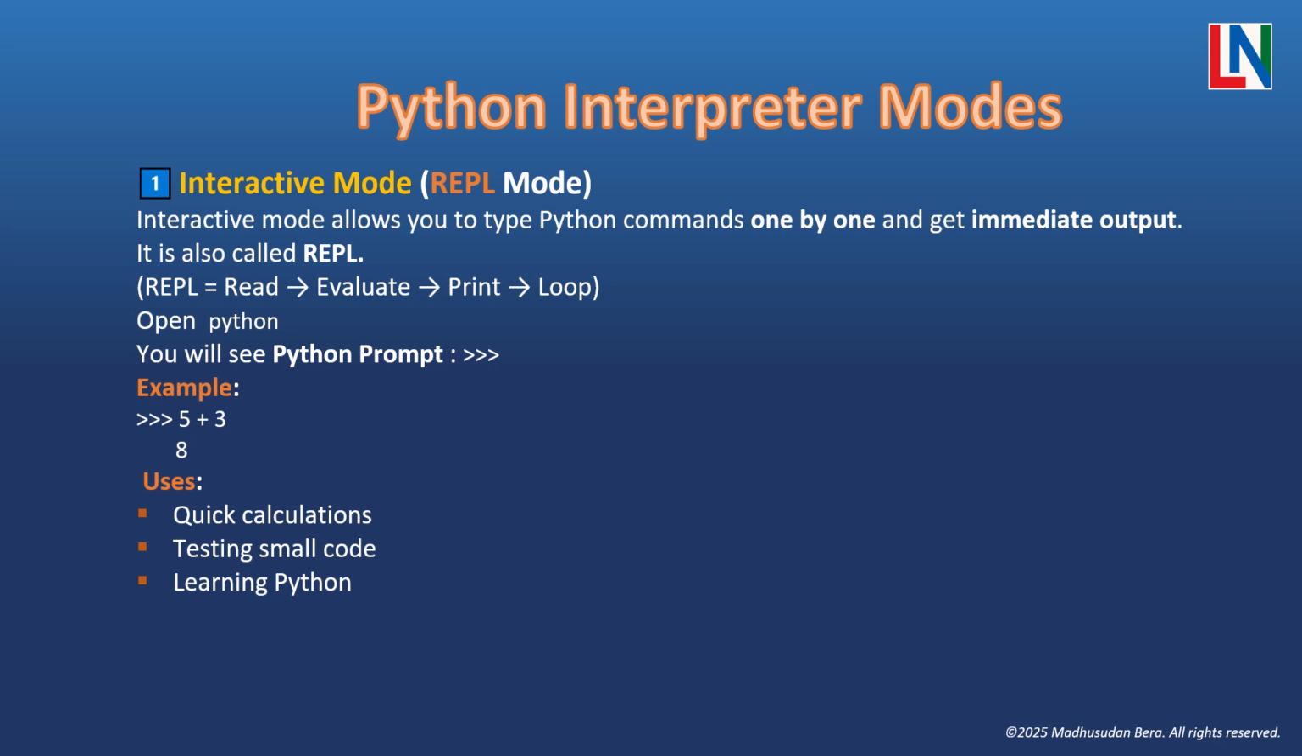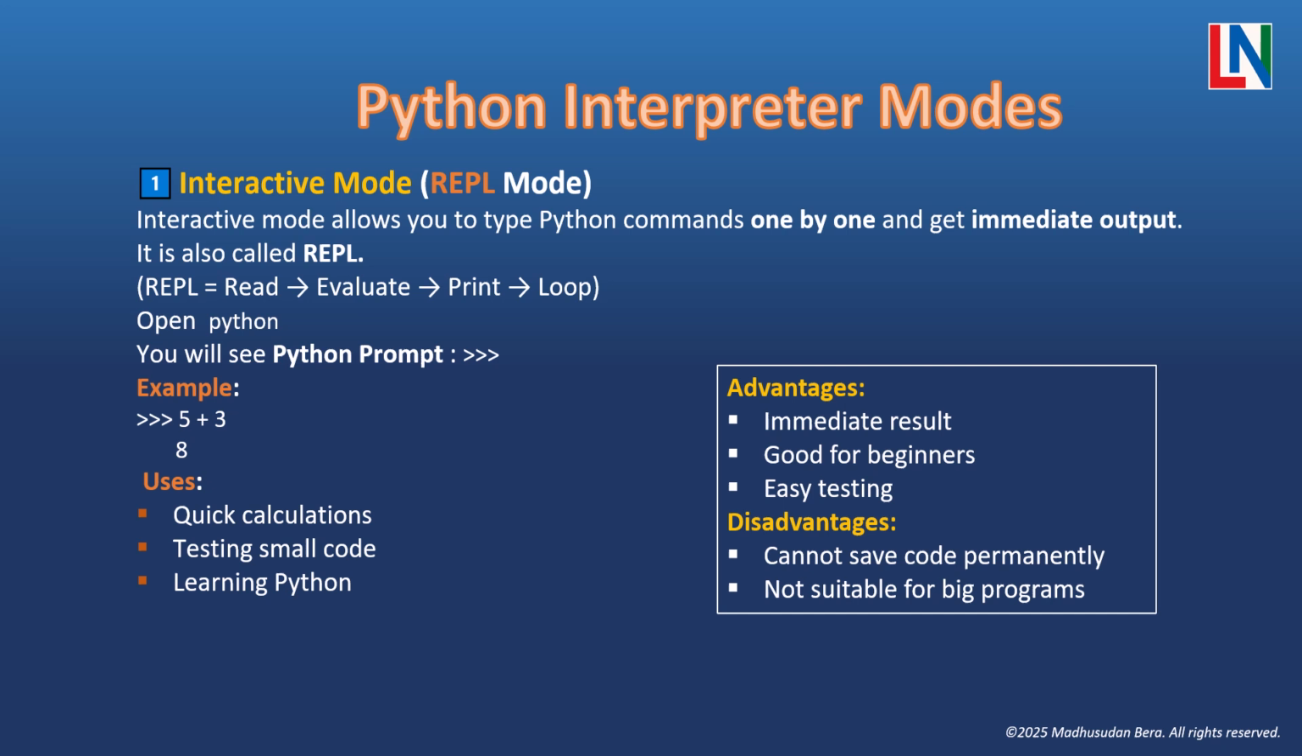Uses: quick calculations, testing small code, learning Python. Advantages of interactive mode: immediate result, good for beginners, easy testing. Disadvantages: cannot save code permanently, not suitable for big programs.